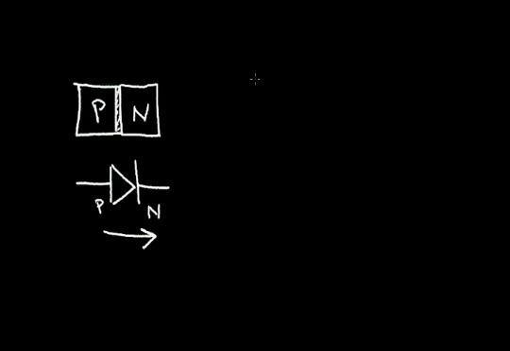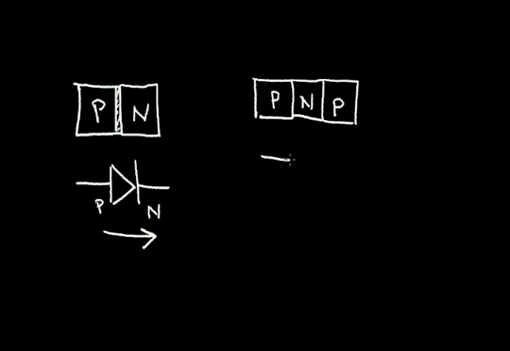Now, if we take a PN region, say this is the P region, this is the N region, and we add another P region, we get a bipolar transistor. That's a PNP type transistor, and this is the symbol for it. This is called the emitter, base, collector, and this part of the P region would be the emitter, this part would be the base, and this would be the collector.